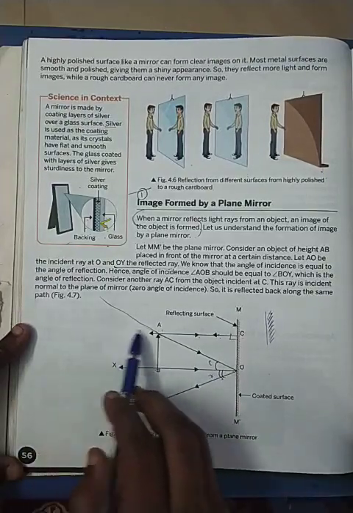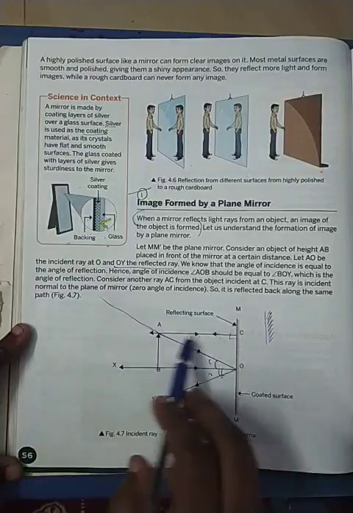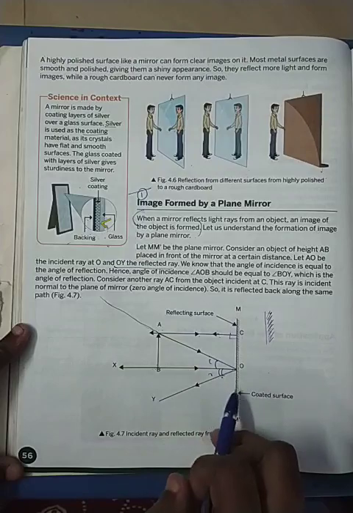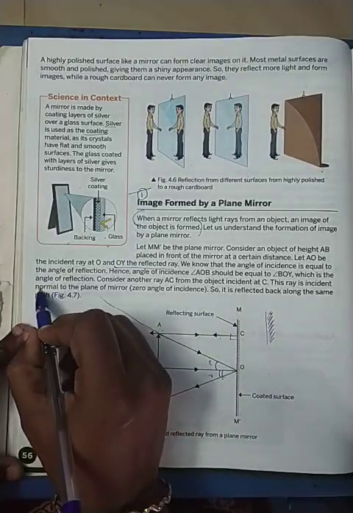Then consider another ray which is passing through the point A such that it is normal to the plane of the mirror. Normal, it should be normal.